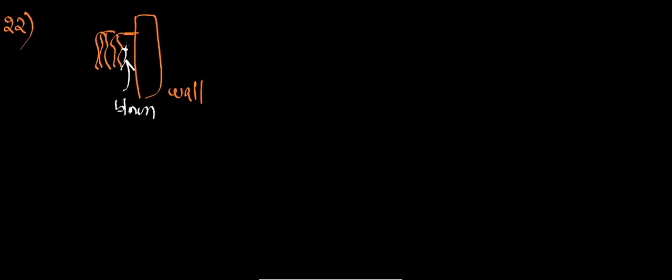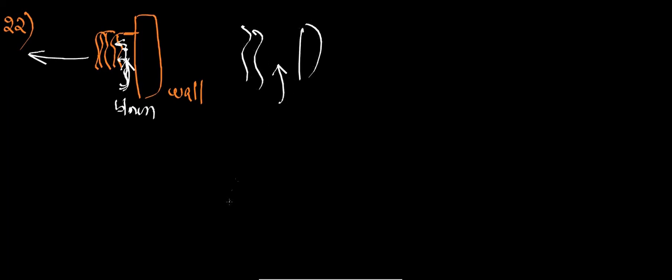When you blow the air, it acts in this forward direction, so the paper will move away from the wall, because you are blowing the air between the wall and the calendar. This is the paper, this is the wall, and here you are blowing the air. So air pressure will act on the paper in this direction, and the paper will move away from the wall.